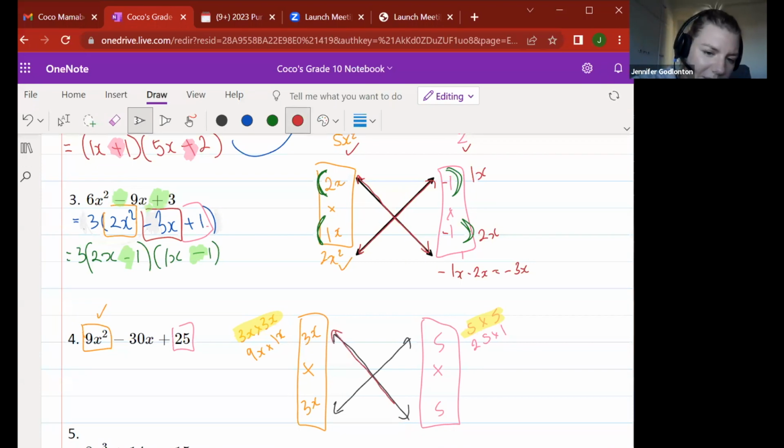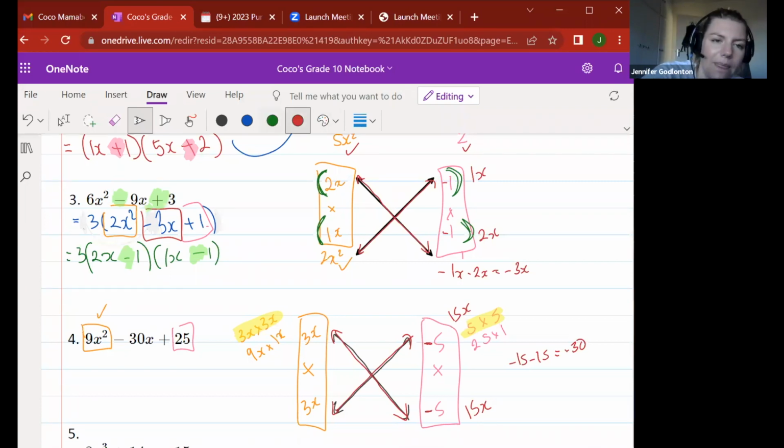So 3x times 5, that's going to give me 15x. And 3x times 5, that's going to give me 15x. Is it possible for me to get to negative 30 with 15 and 15? Is it possible? And if it is possible, how would I get to negative 30 with 2 15s? Good. Make a negative. Negative 15 minus another 15 is going to give me negative 30. So that means that needs to be negative and that needs to be negative.